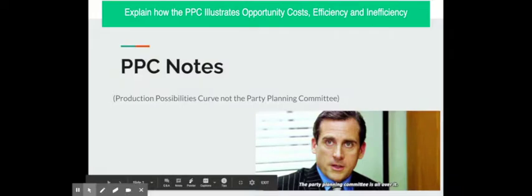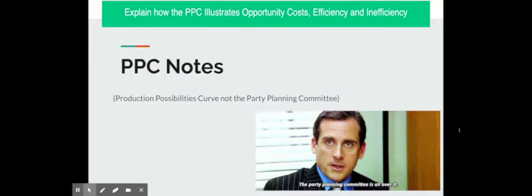All right, children, welcome to the production possibility curve notes. This is your first video notes of the semester. I hope you're ready to learn. All right, these are your PPC notes, not the party planning committee, the production possibility curve notes.